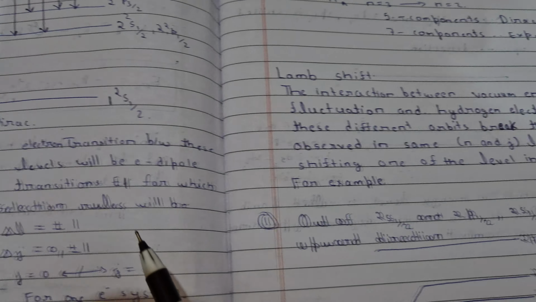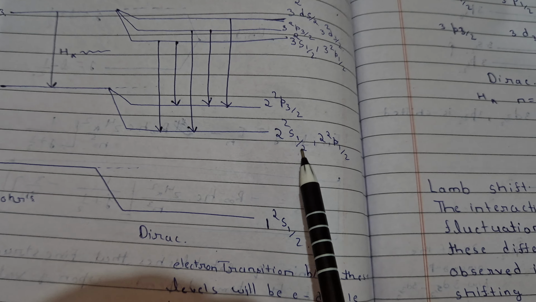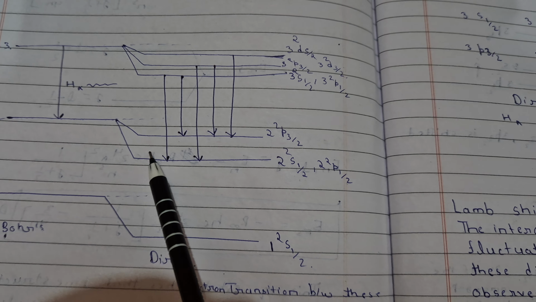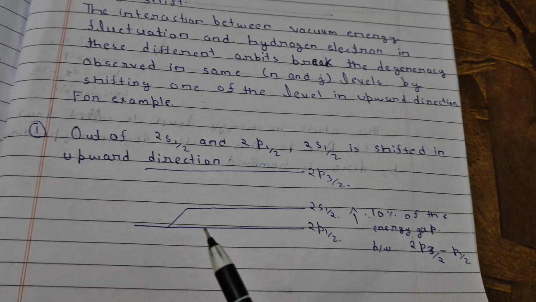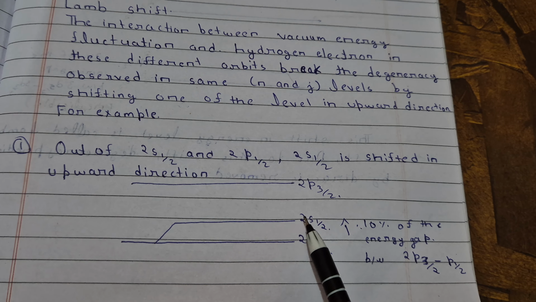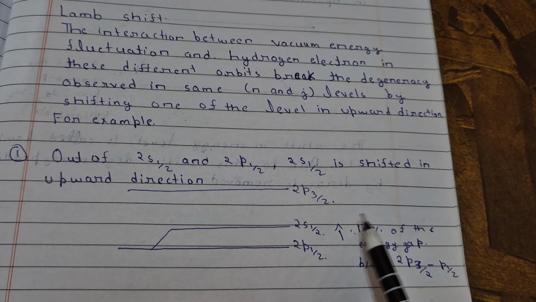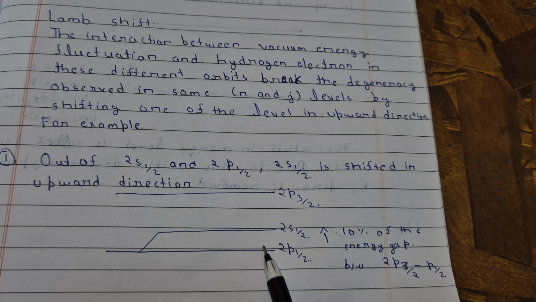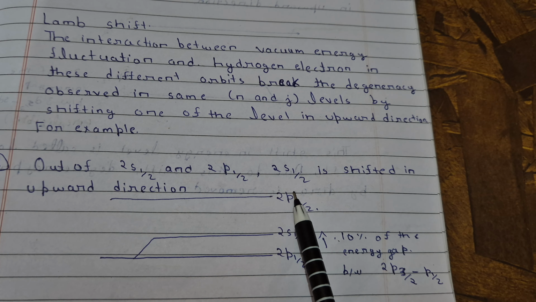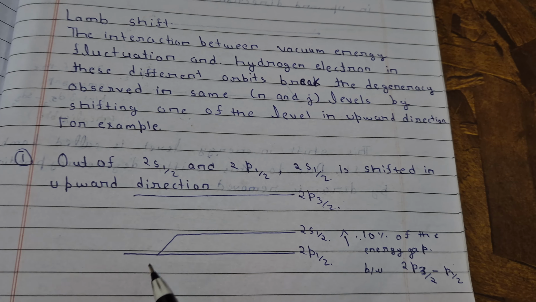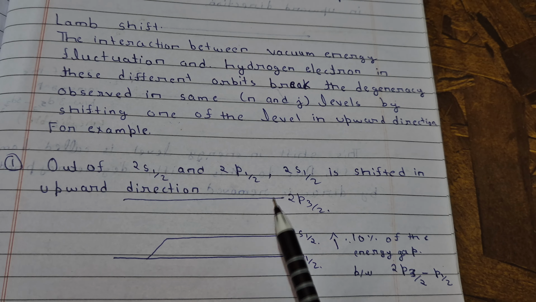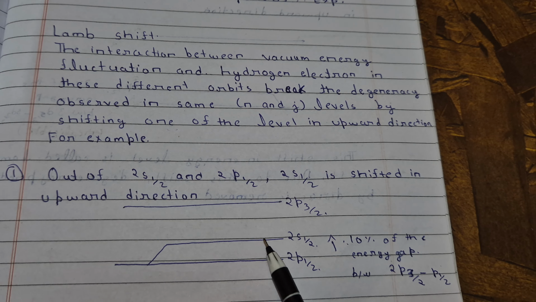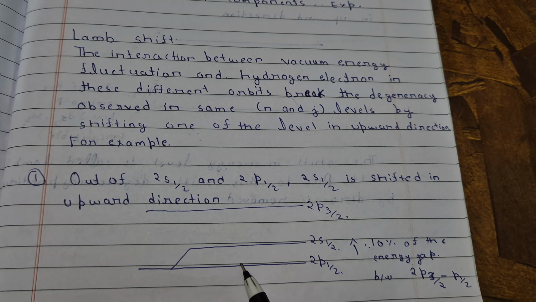Here you have the 2s 1/2 and the 2p 1/2. The 2s 1/2 will be shifted upward, so you get another level. Just like here, first both were in the same level, but now the degeneracy is broken and you get the 2s 1/2 here. This energy gap is 10% of the complete energy gap between 2p3/2 and 2p1/2. That's why it is visible and why we get different lines. So the degeneracy is now broken, and this is called the Lamb shift.